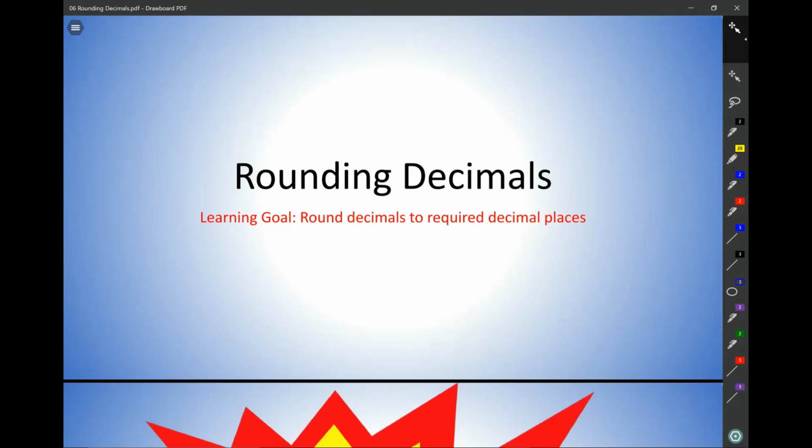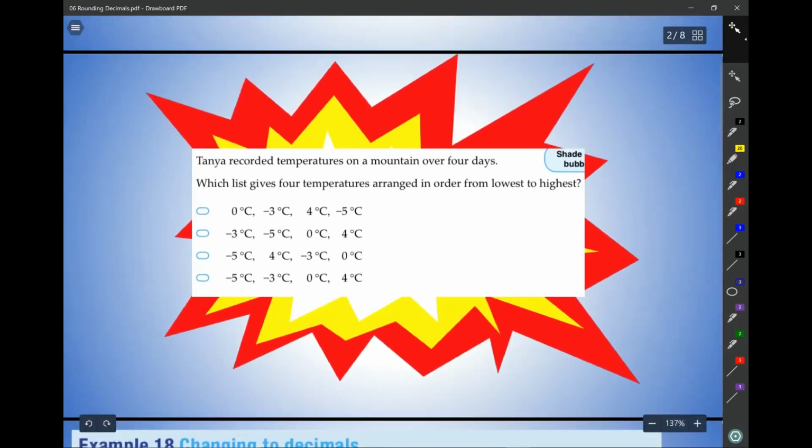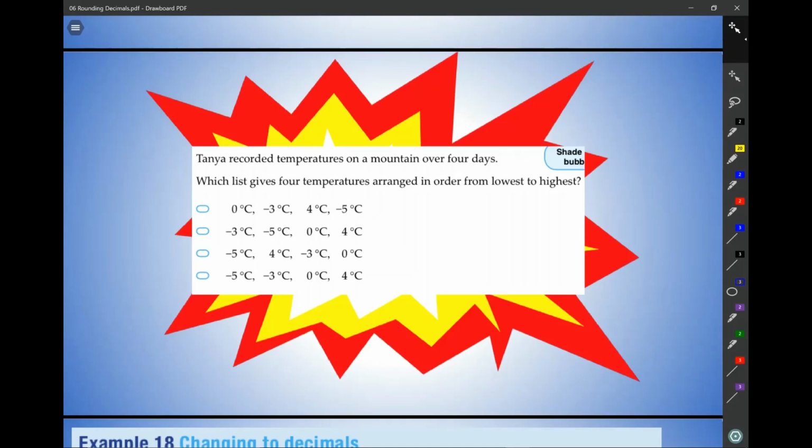Today's lesson is going to be about rounding decimals. We're going to learn exactly what that word means in a moment if you haven't heard of it before. But before we get started, I just have a quick getting better at maths question here for you guys.